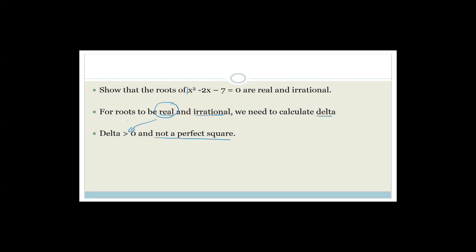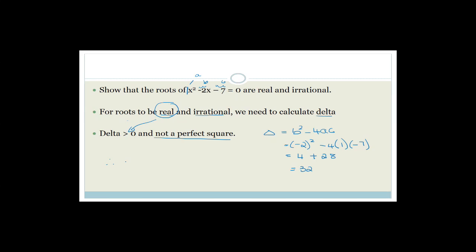So again, remember that the coefficient of x squared is 1. So that is A. The whole of this is B, and the whole of this is C. Now delta is equal to B squared minus 4AC. It's everything you'd find under the square root. So that is minus 2 squared minus 4 times 1 times negative 7. So that's going to be 2 squared is 4, minus times minus is a plus, and 4 times 7 is 28. Which makes this equal to 32.